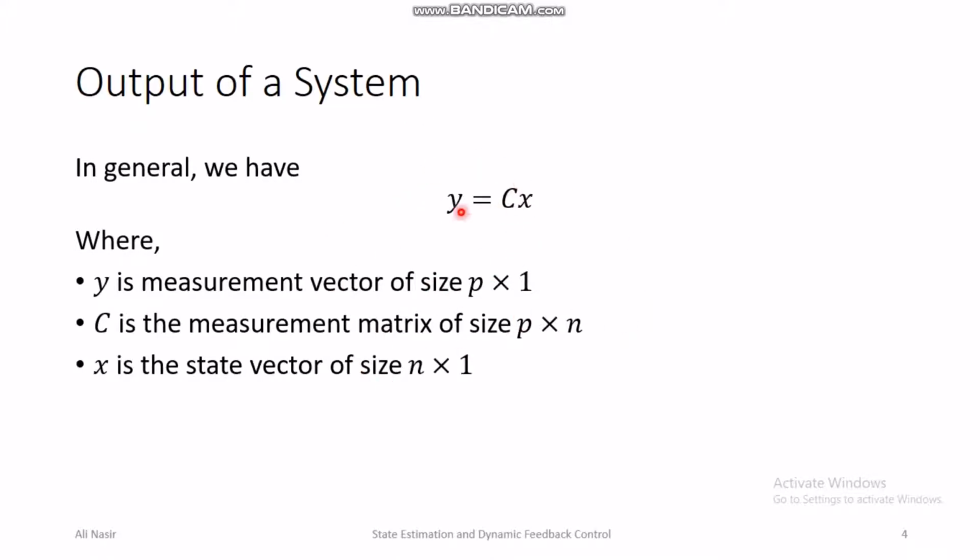So in general, for n state variables, you may be having p sensors. Each of the p sensors may be measuring a linear combination of the state variables. Linear combination also includes a single state variable. So one sensor could be measuring a single state variable, another sensor could be measuring the sum of two state variables, another sensor could be measuring the difference between the two state variables, and so on.